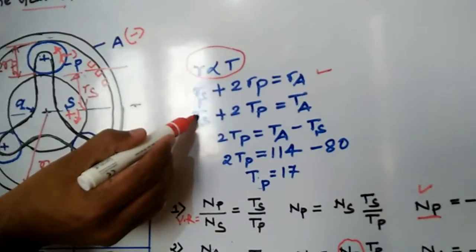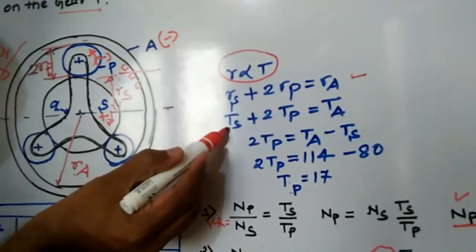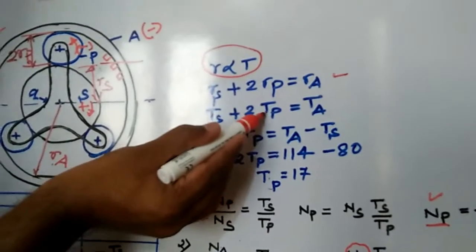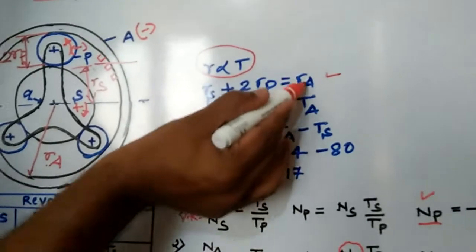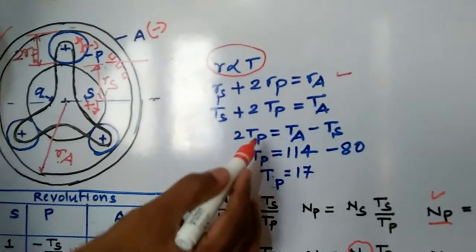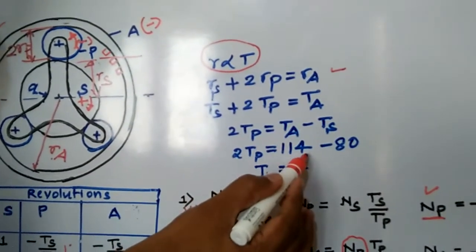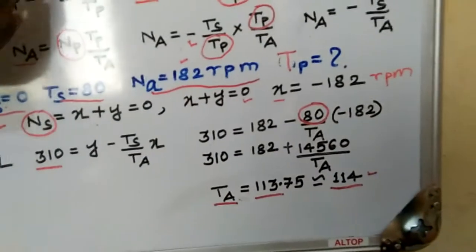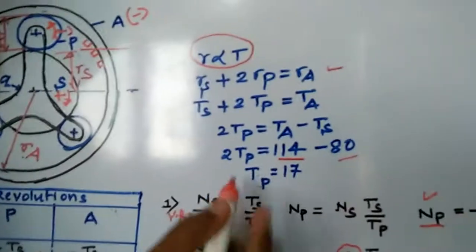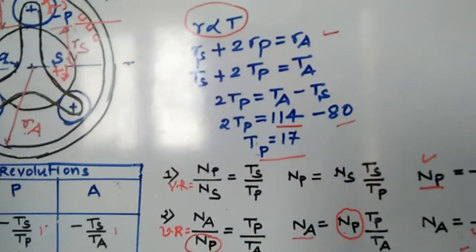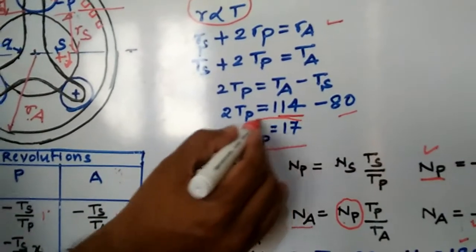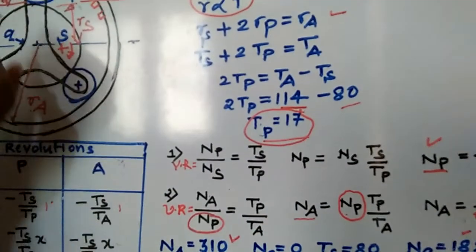Once again I will convert this into the number of teeth, that is Ts, 2 as it is, Rp I have taken as Tp, and Ra I have taken as Ta. Then you know the Ta value, you got it. Ts is already given, that is 80. We can find Tp equal to 17. So the number of teeth on the planet gear is nothing but 17.